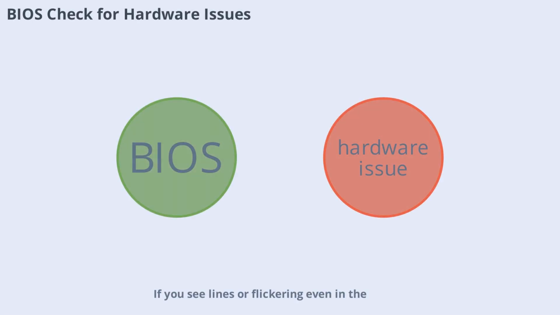If you see lines or flickering even in the BIOS screen before Windows loads, it's almost certainly a hardware issue. The BIOS runs independently of your operating system, so any display problems here point to the screen, cable, or motherboard. This is a key step in distinguishing between hardware and software faults.